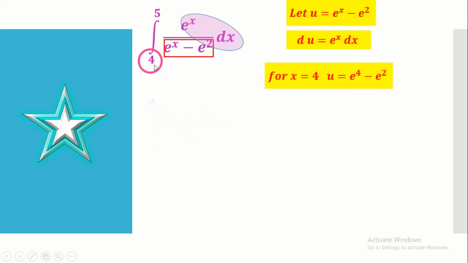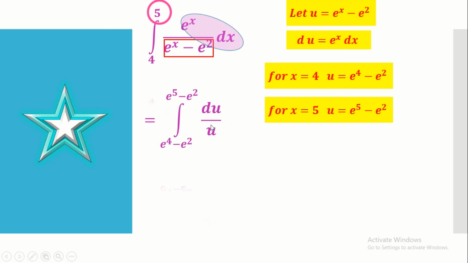Something else, here, for x equal 4, we have u is exponential x minus e squared, so it's exponential 4 minus e squared. Also for x equal 5, we have u will be exponential 5 minus e squared. So we can replace this integral by the integral of du over u, but we replace the values of x by the values of u. So it's from exponential 4 minus e squared to exponential 5 minus e squared. Now the integral of du over u, sure it's ln absolute u.